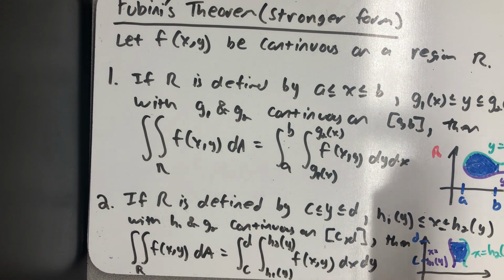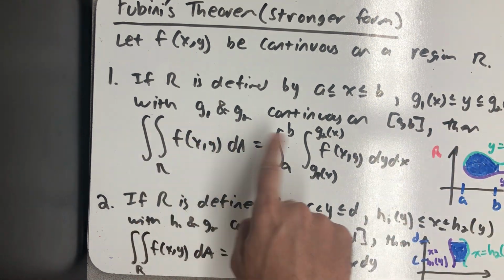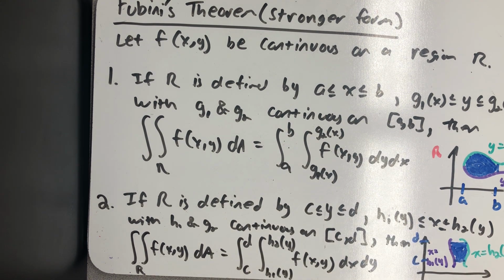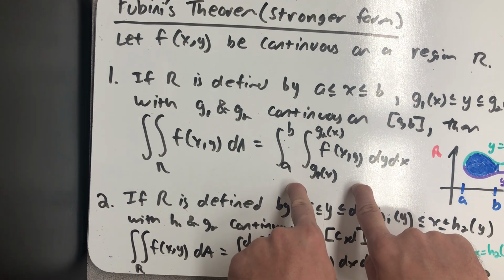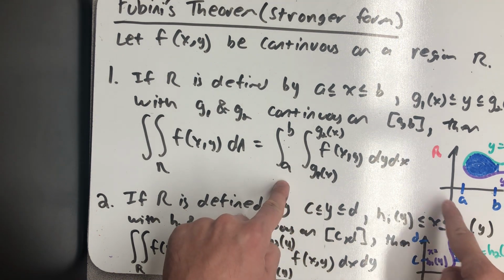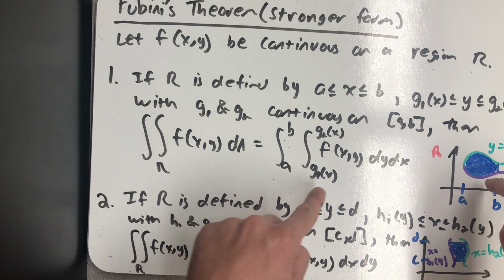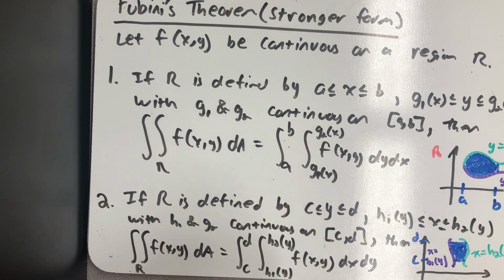If R is defined with a top function and a bottom function, I need the functions that bound the top and bottom to be continuous over the interval [a, b]. Then my double integral is equal to this iterated integral, where I bound in the x direction from a to b, and then the bottom function and top function become my bounds in the y direction. If I have a right function and a left function, I do the same thing, but now I integrate with respect to x first. My bounds are a left function and a right function, and then finally from c to d.